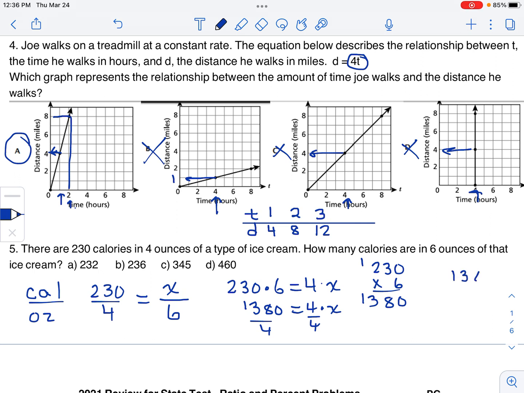So 1,380 divided by 4. 4 goes into 13 3 times. That's 12. Remainder of 1. I'm going to bring the 8 down. 4 goes into 18 4 times. That's 16. We have a difference of 2. And I'm going to bring the 0 down. 4 goes into 20 5 times exactly. Right, so that means x, the number of calories for the 6 ounces, is 345. Option C.